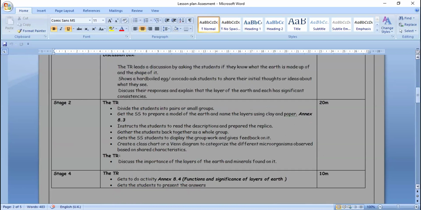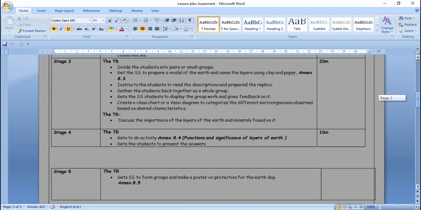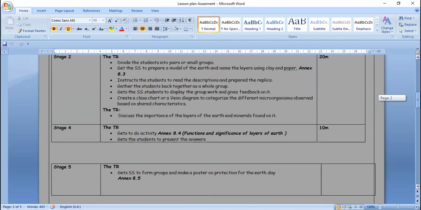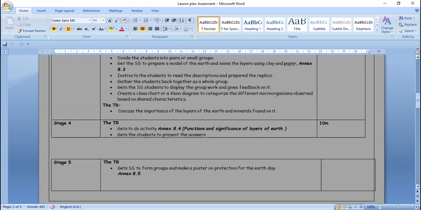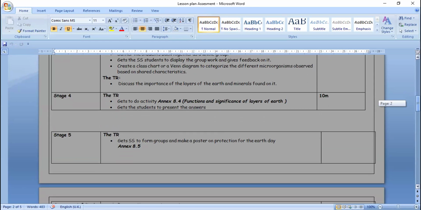Stage 2 divides the students into pairs or small groups and gets them to prepare a model of the earth and name the layers using clay and paper. The teacher instructs the students to read the description and prepare the replica. She gathers the students back together as a whole group, gets them to display the group work, and gives feedback on it. Stage 3 discusses the importance of the layers of the earth and the minerals found in it. Stage 4 gets students to do the activity on the functions and significance of the layers of the earth, and to present the answers.